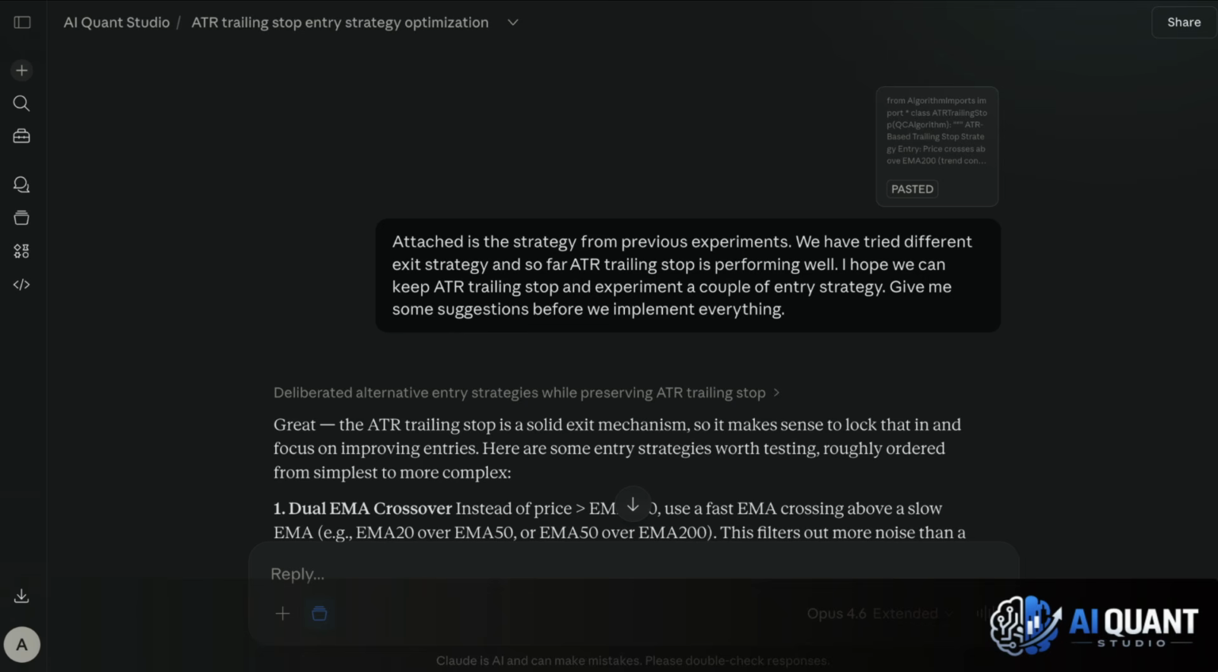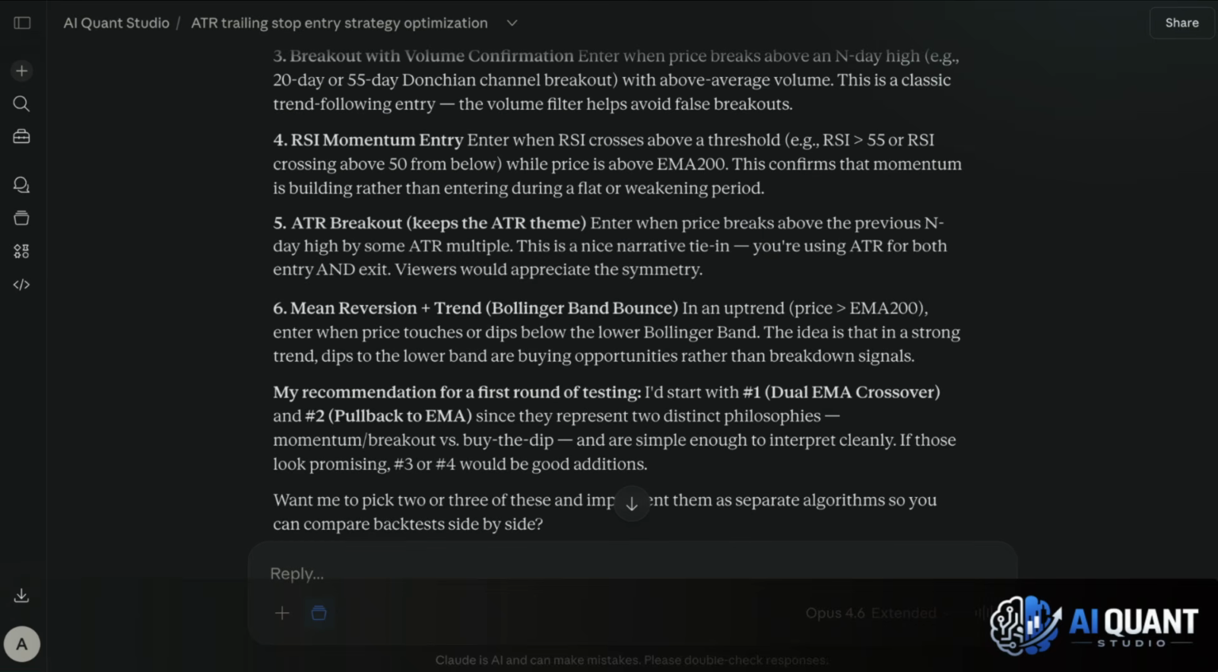Dual EMA Crossover, where a fast-moving average crosses above a slow one. Pullback to EMA, which is buying the dip in an uptrend. Breakout with volume confirmation, a classic channel breakout approach. RSI Momentum entry, entering when momentum crosses a threshold. And ATR Breakout, which uses the same volatility measure as our exit.